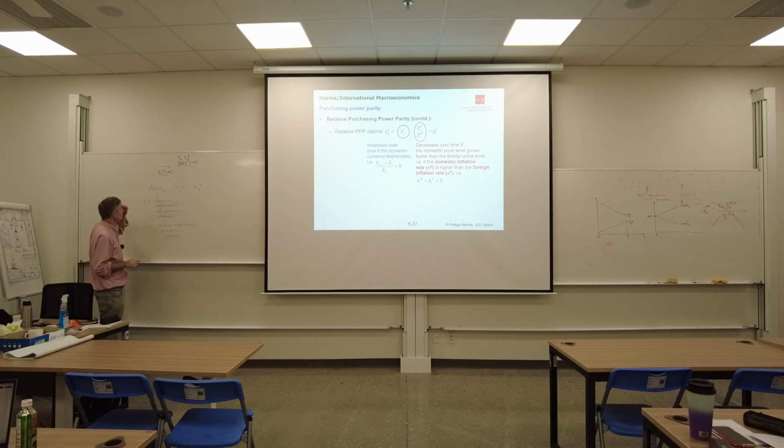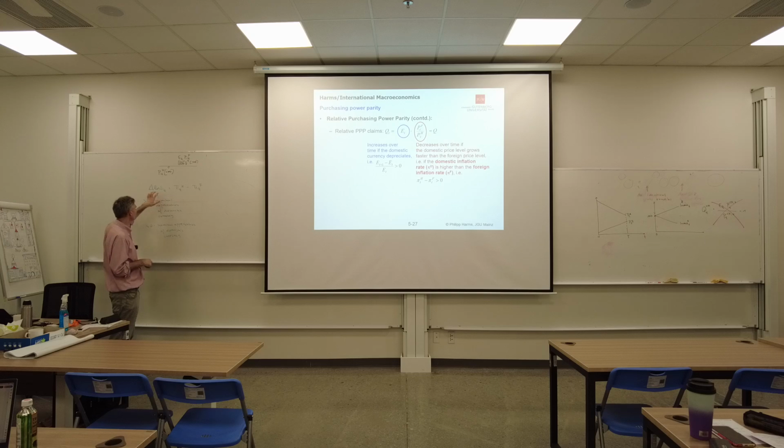Okay, and so what relative purchasing power parity postulates is that the domestic currency depreciates when the domestic inflation rate is higher than the foreign inflation rate, and the domestic currency appreciates when the domestic inflation is smaller than the foreign inflation rate.